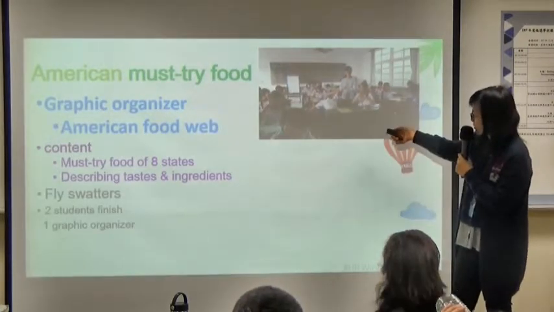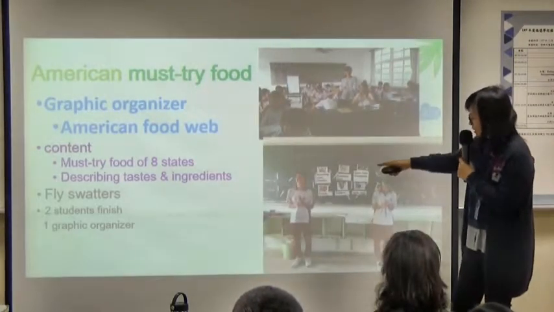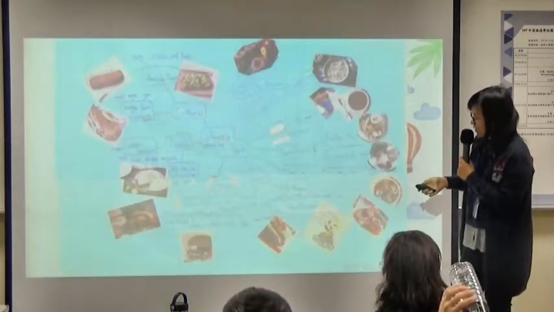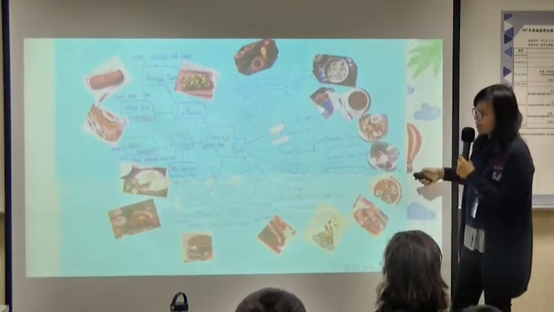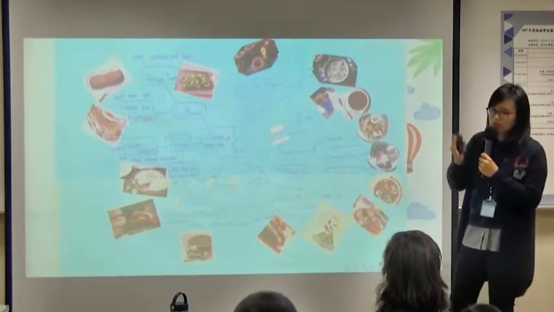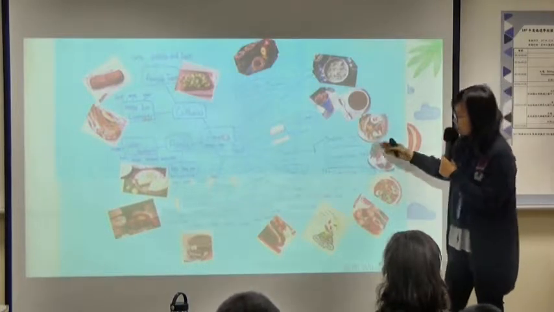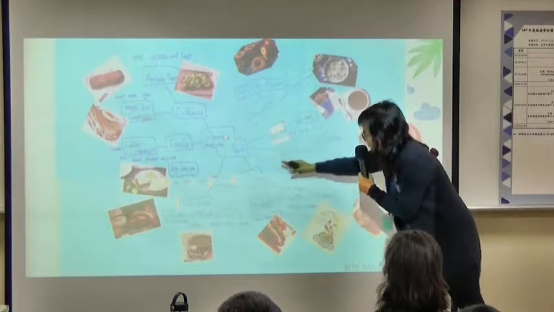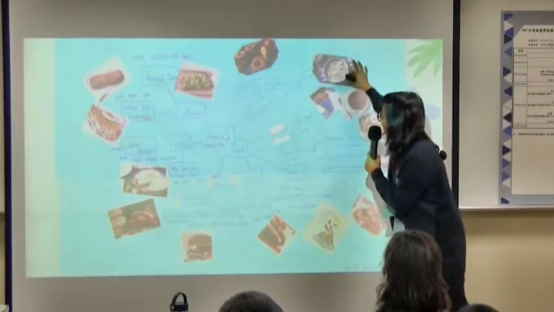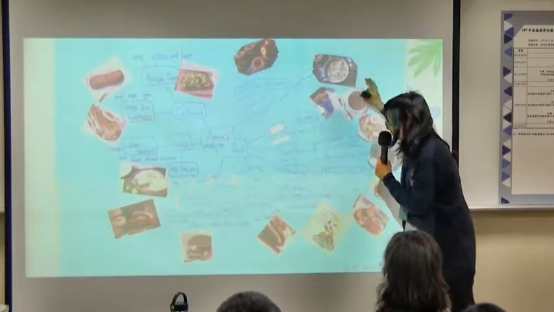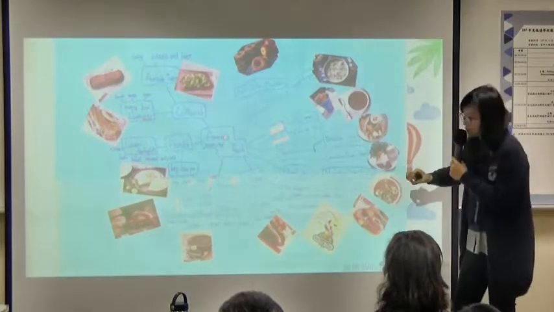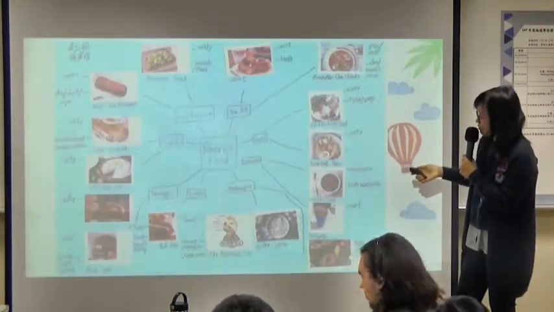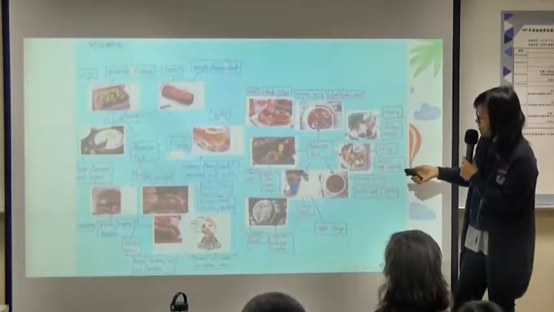Okay, so this is the lesson, and then we play the fly swatter game at the same time. Okay. And this is students' work. I made them do a web when they are taking Daniel's lesson, and they put the topic in the middle and then draw a line to every state. I printed out a picture for them so they can stick it on and take notes of the ingredients they guess and how it tastes. Okay, so these are students' work. Okay, and this is really deliberate.